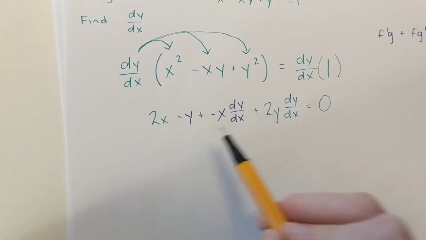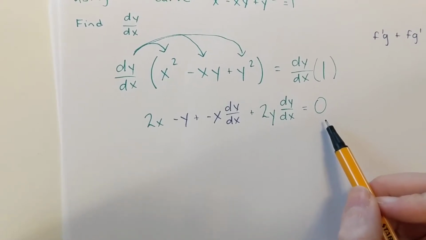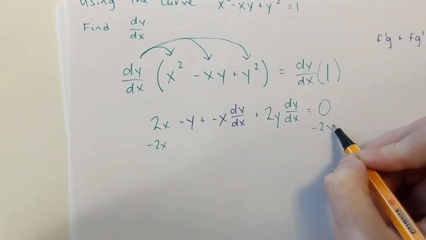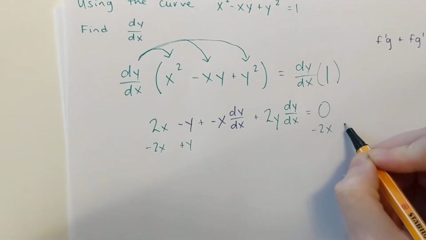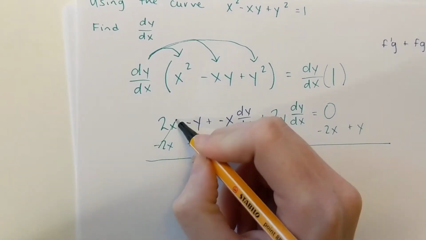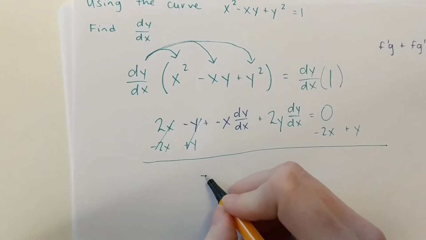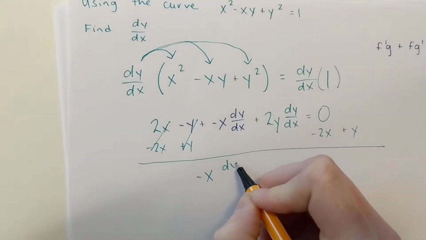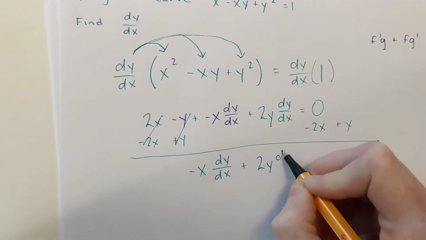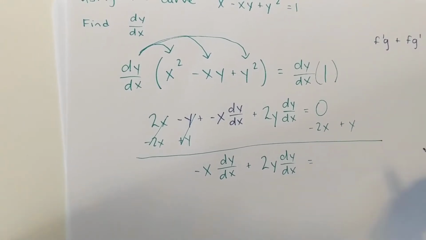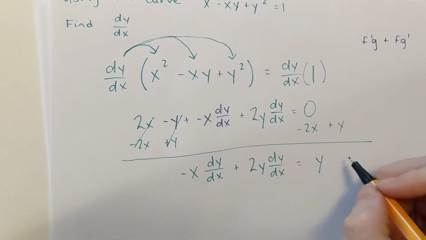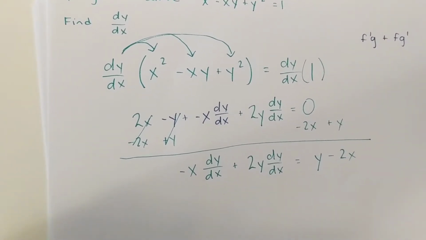So from here, let's just start moving parts of the equation over to the other side. We can move our 2x and our negative y to the other side of the equation, all right? So we're going to start by subtracting 2x from both sides and adding y to both sides, okay? So this crosses out, so I'm going to bring down my negative x dy/dx and my plus 2y dy/dx, all equals. I'm going to rewrite this with what's positive first. So we have a positive y first and then a negative 2x.